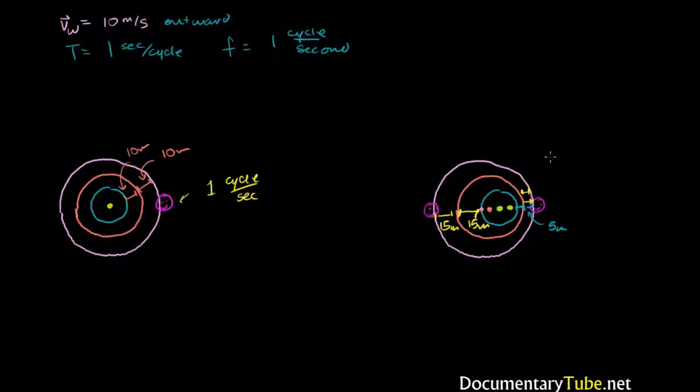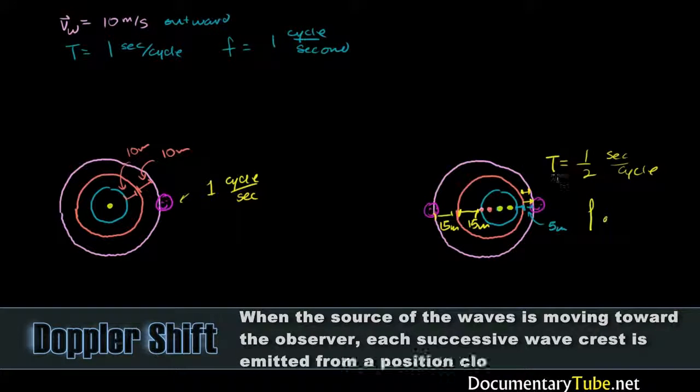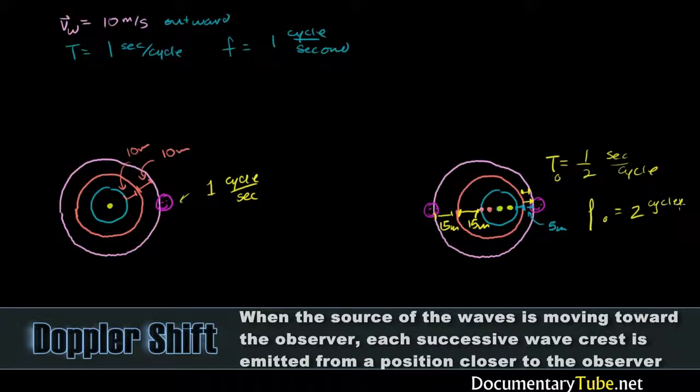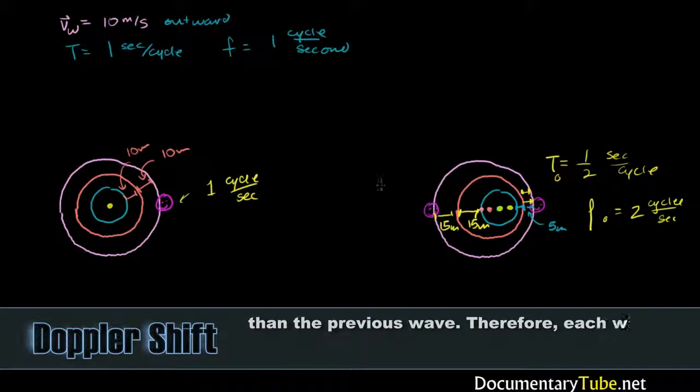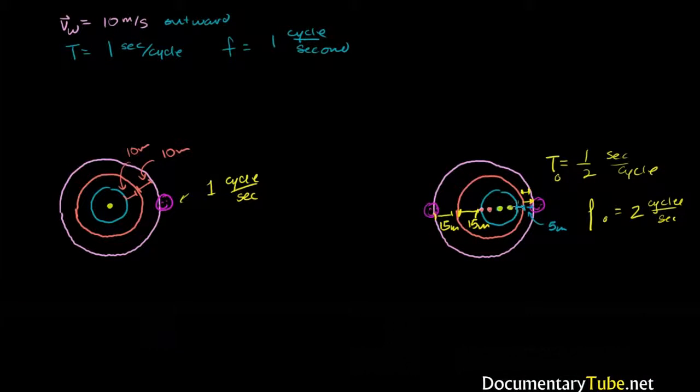So there's 2 ways to think of it. You could say your period in this situation is 1/2 of a second per cycle. Or you could invert it, and you could say that the observed frequency is going to be 2 cycles per second. And already notice, this guy's experiencing a higher frequency than this guy over here, because these wave fronts, or these crests, are just passing by him more frequently. Because this guy's moving in the same direction as the waves, they're closer together.